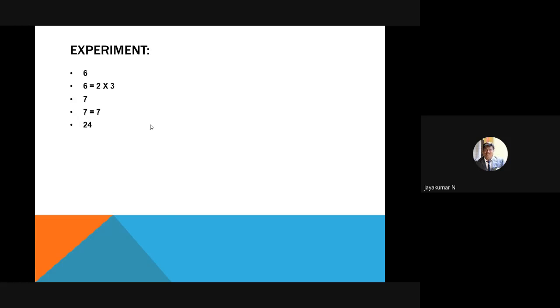What are the factors of 24? I can write it in two ways: 2 into 3 into 4, or 2 into 2 into 2 into 3. So the factors of 24 are 2, 3, 4, or simply I can say 2, 3. The collection of all factors, you have to say 2, 3, 4. I can represent it in two ways: 2 into 2 into 2 into 3, otherwise 2 into 3 into 4. Okay.